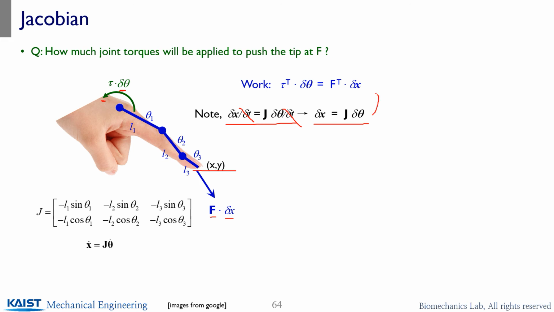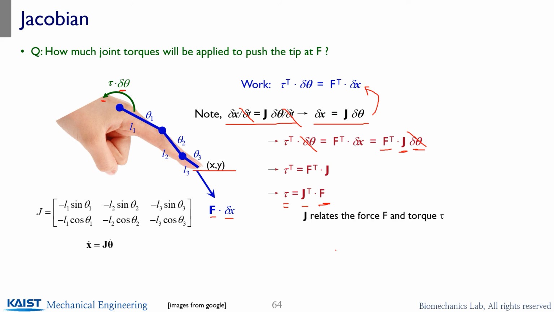So if you plug that in, torque multiplied by delta theta is force multiplied by the Jacobian and delta theta. If you also eliminate delta theta on the left and right, what you have is the torque equals the force multiplied by the Jacobian. If you transpose both sides, you will have the force and torque relationship in terms of the Jacobian transpose. So the Jacobian is also used to relate force and torque.